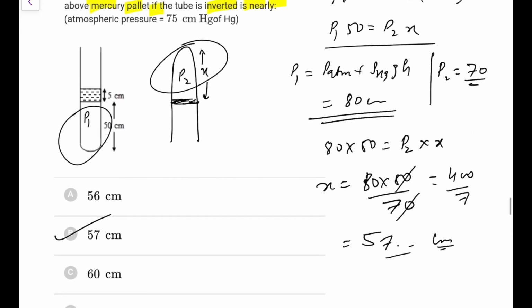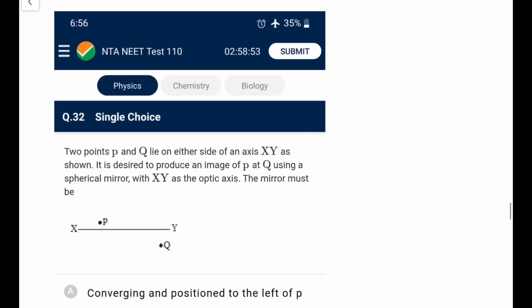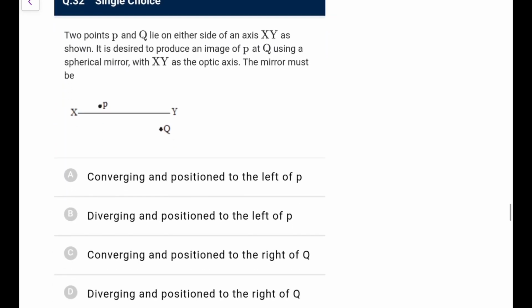It's a very common question asked in previous examinations in JEE Main and others. I doubt it was asked in NEET, but you should remember this.